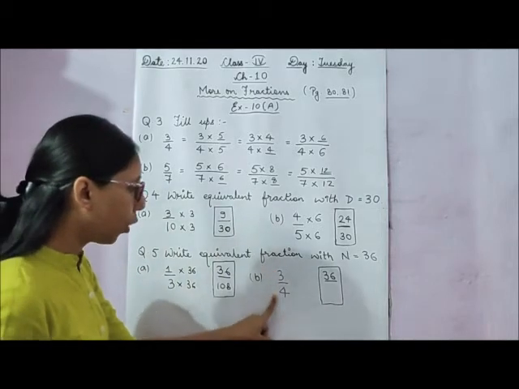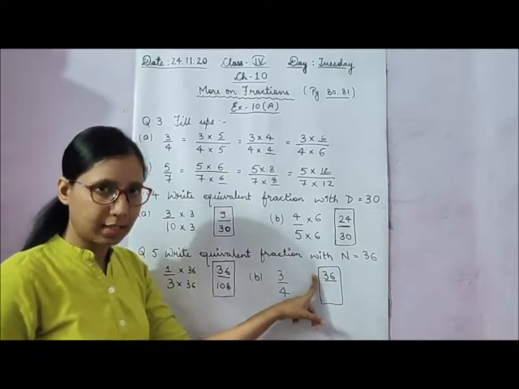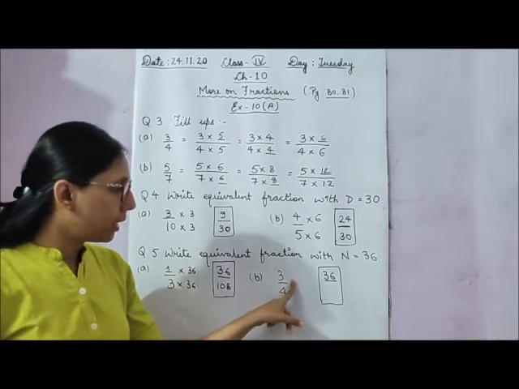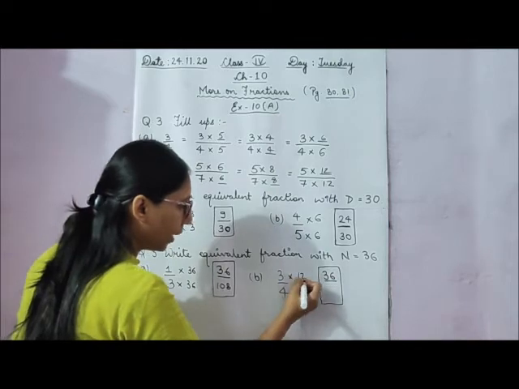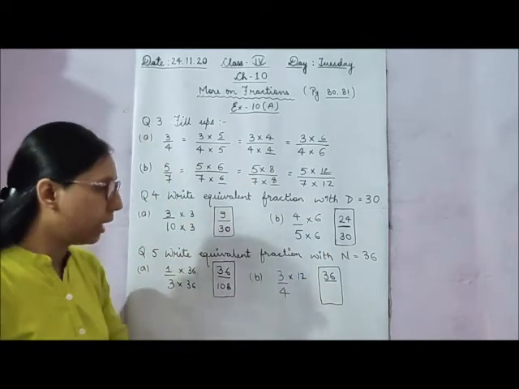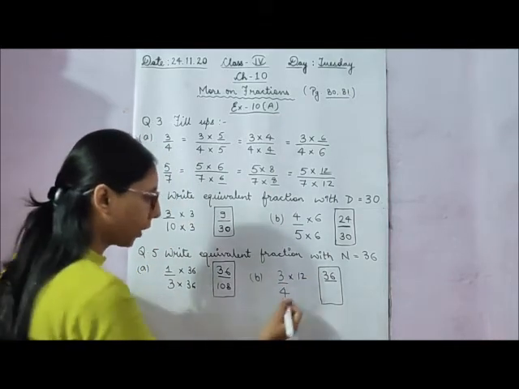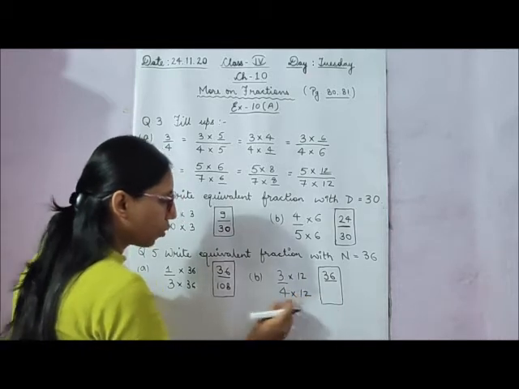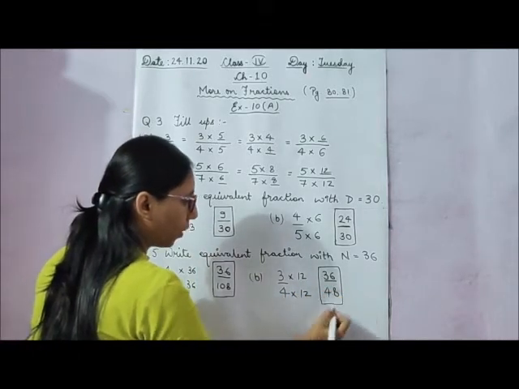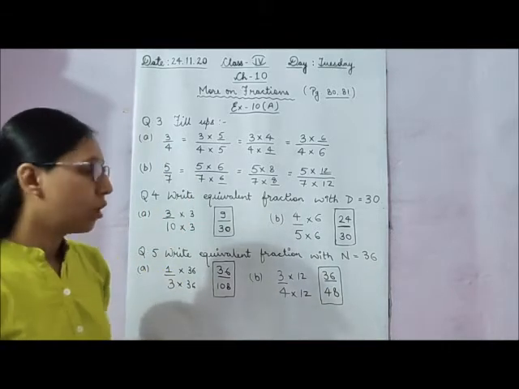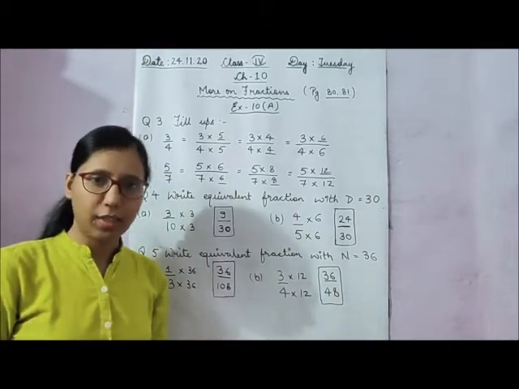Now in 3 upon 4 we are making this 3 into 36. So what do we multiply 3 by so that we'll get 36? By 12, because 3 times 12 or 12 times 3 is 36. Now we will multiply this 12 by 4 also. So 12 times 4 or 4 times 12 is 48. So the new fraction is 36 upon 48.